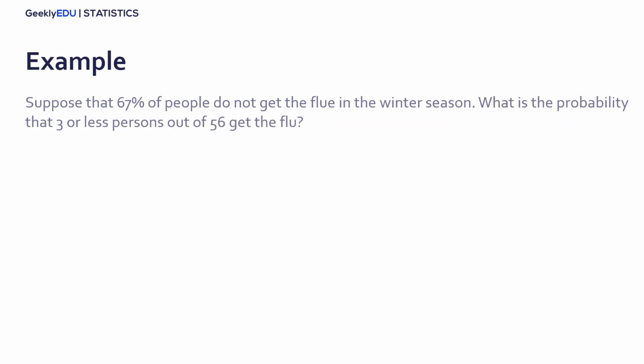We calculated the probability of exactly 11 people out of 56 getting sick. But in this case, we will calculate the probability that 3 or fewer persons out of 56 get the flu. For this, we must compute the probability for x equal to 0, 1, 2, and 3 out of 56, and sum the probabilities for each number of successes.